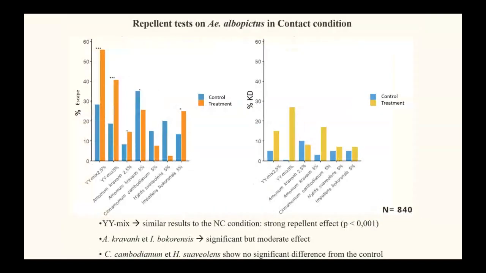Now, if we look at the repellent test on Aedes albopictus in contact condition, so for the irritancy of the products, we can see that for YY mix, we have similar results to the non-contact condition. So we have a strong irritant effect. Concerning Amomum cravan and Impatiens bocorensis, we have a significant but moderate effect this time. And for Cinnamomum cambodianum and Iptis repellents, we have no significant difference between the treatment and the control.